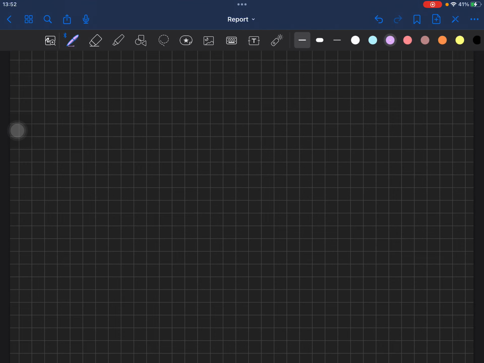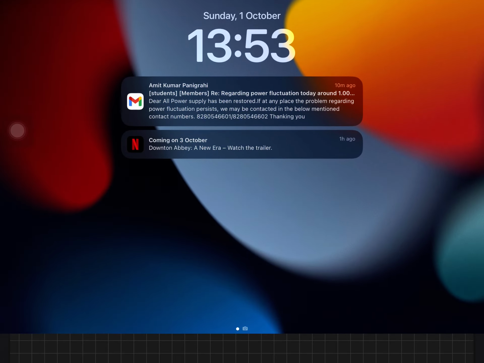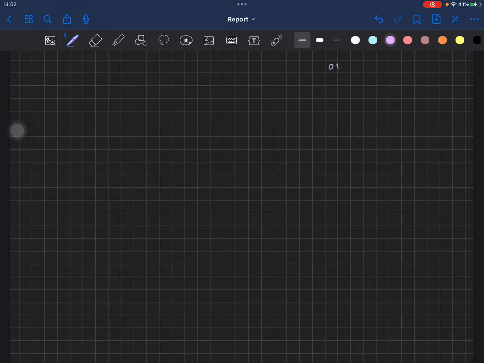Okay, it's 1st of October 2023, 13:52 IST. I'm at the computer lab. I don't remember the number. Computer Center, SPS, Mysore, India. Okay.